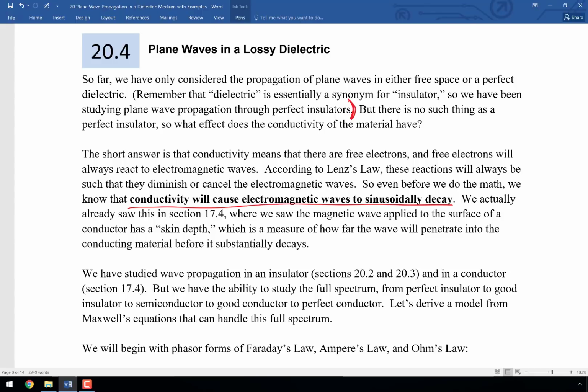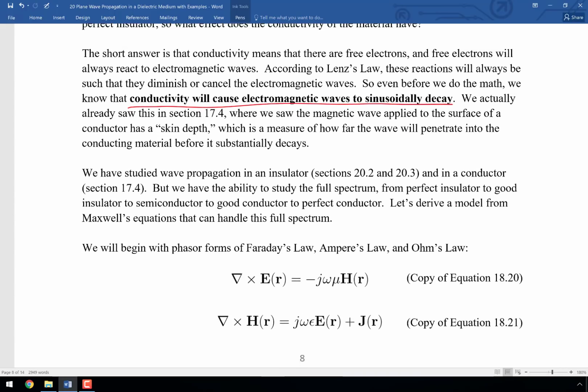We actually already saw this in section 17.4. Right after we derived the wave equation, we saw that even before the wave equation, when we just derived Maxwell's equations, we saw that the magnetic wave applied to the surface of a conductor has what we call a skin depth, and that was a measure of how far the wave penetrates into the conducting material before it substantially decays.